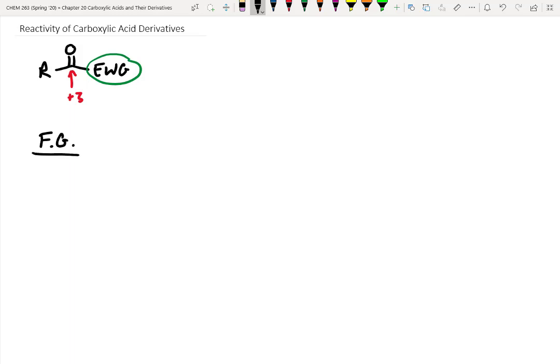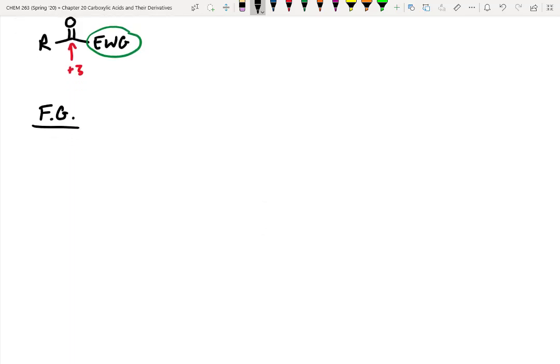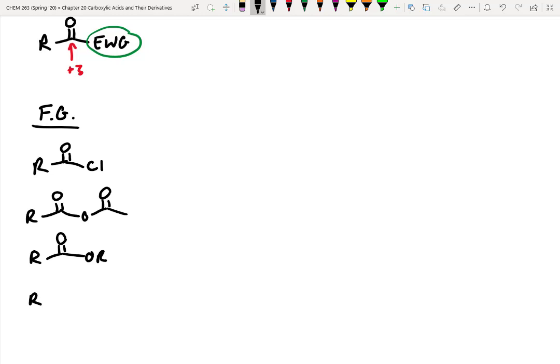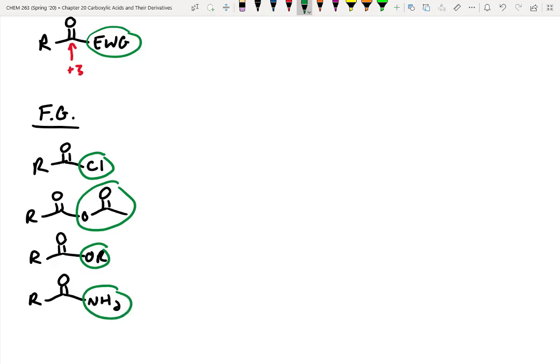All right, so let's take a look at these functional groups one more time, and I'm just going to abbreviate functional groups as FG, and we'll draw them out. So we've got acid halides, we've got anhydrides that look like this, we've got esters, we've got amides, and then we also have nitriles. But in each of these, we have this electron withdrawing group coming off of the end, and we have a central carbonyl carbon with a +3 oxidation state.